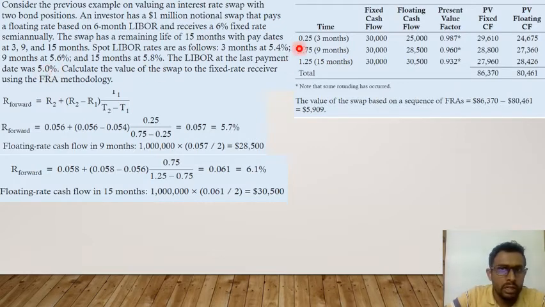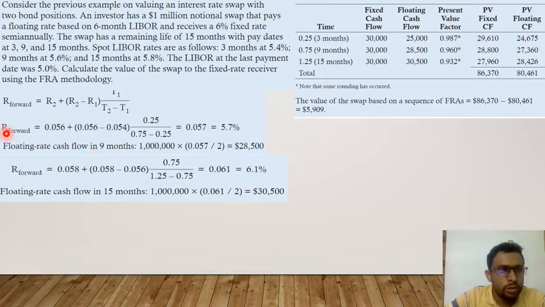As they have given that the last payment was 5%, the floating cash flow for 3 months would be 25,000. That is 5% into 1 million, divided by 2 because it's for a 6 months period. For the fixed cash flow, it will be at 6%, that is 30,000, 6% of 1 million divided by 2. Then we'll have to find out the next two cash flows at 9 months and 15 months.